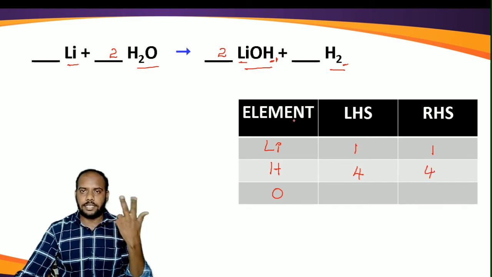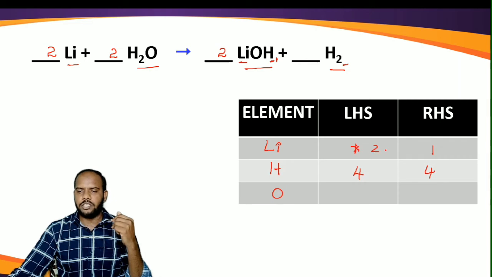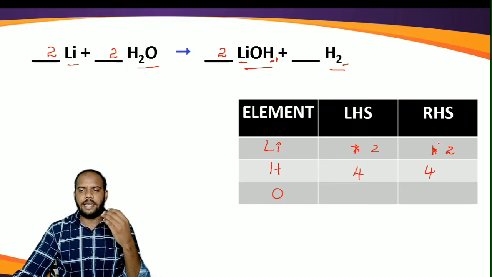But once more, come back and check the lithium. Here 2 lithium, but there 1 lithium. So lithium also we should balance. So the lithium number should also change to 2. Got it children? Every time the numbers will change until the balance is complete.